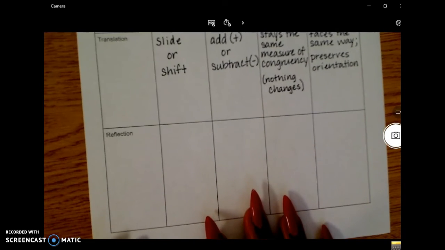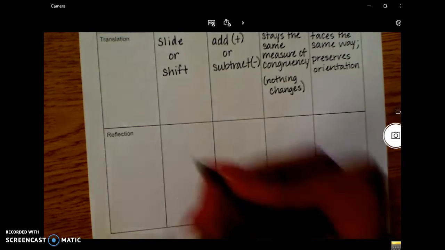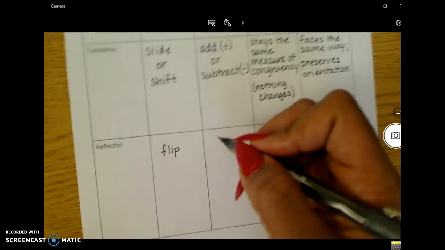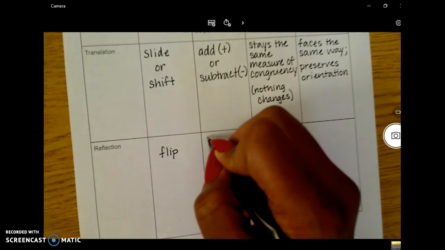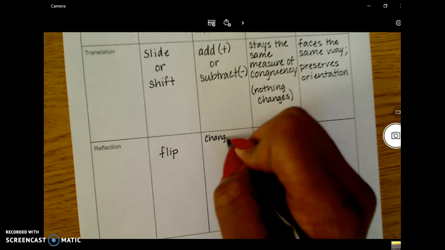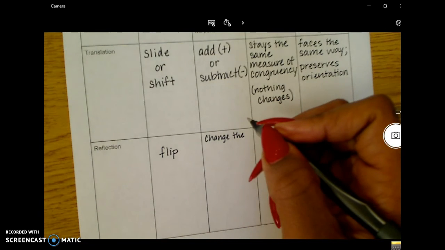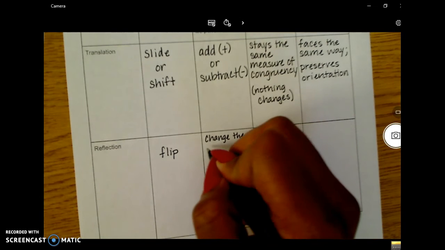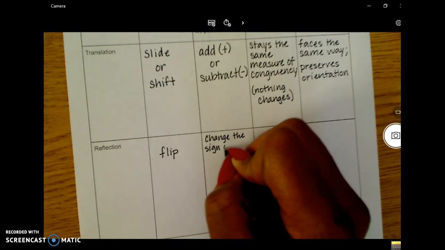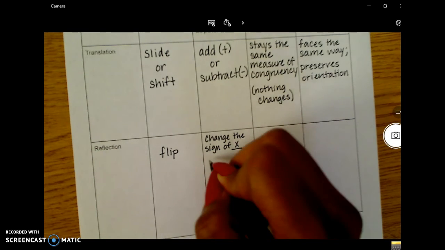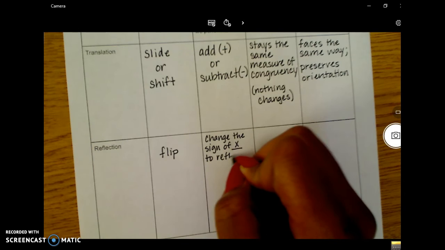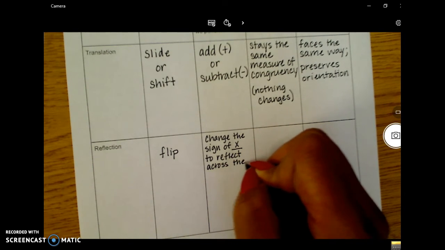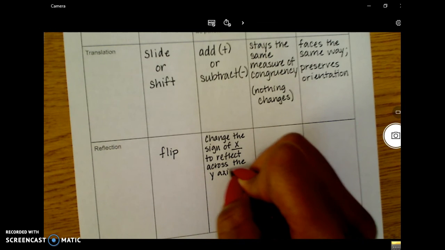about reflections. A reflection is a flip. In the mathematical operations, you change the sign of x to reflect across the y-axis.